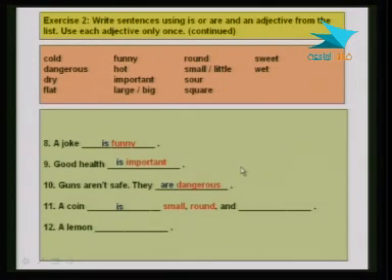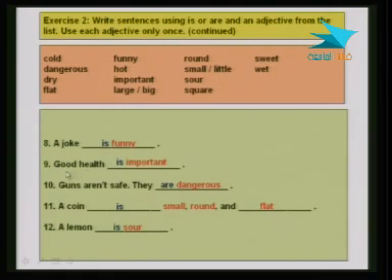A coin is small, round, and flat. And the last sentence here: a lemon is what? Sour. A lemon is sour. So these sentences start with a subject followed by a verb be and then the adjective.